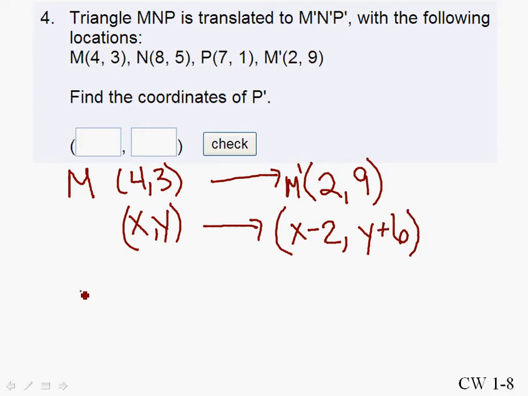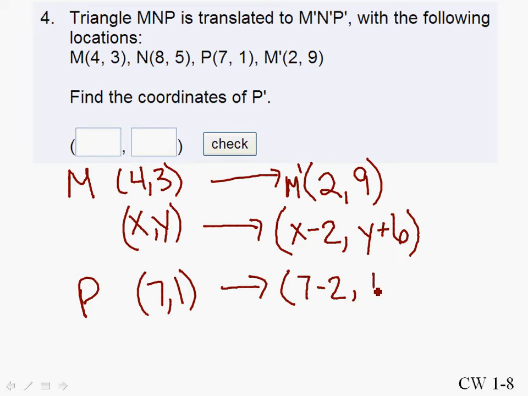So now I'm going to do the same thing to P. I've got 7, 1 is what P started out as. And this becomes 7 minus 2. And the y value is 1 plus 6. So 7 minus 2 is 5. 1 plus 6 is 7. So the coordinates of P prime are 5, 7. Take a moment to try your number 4.